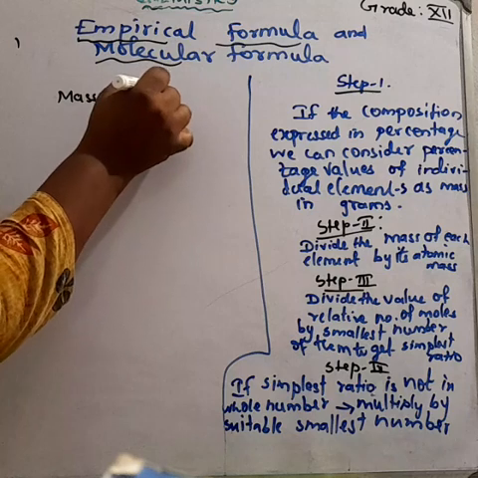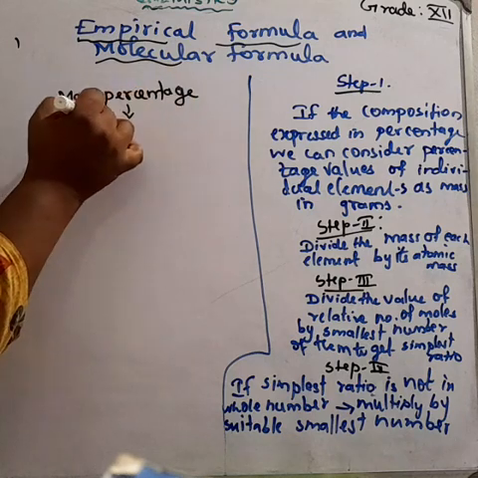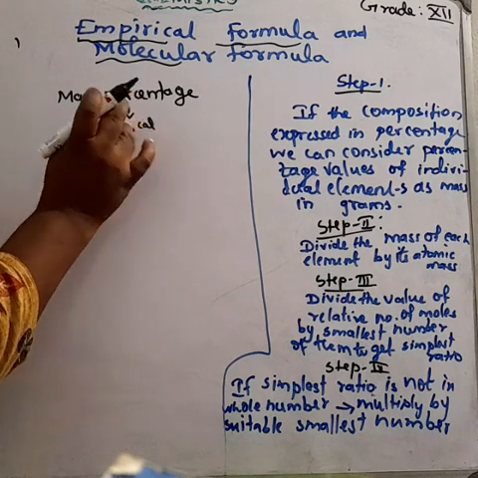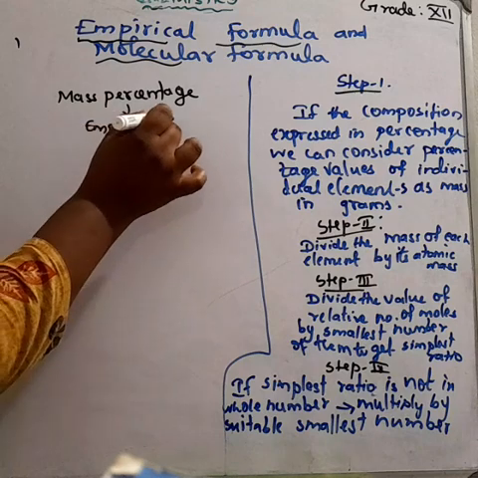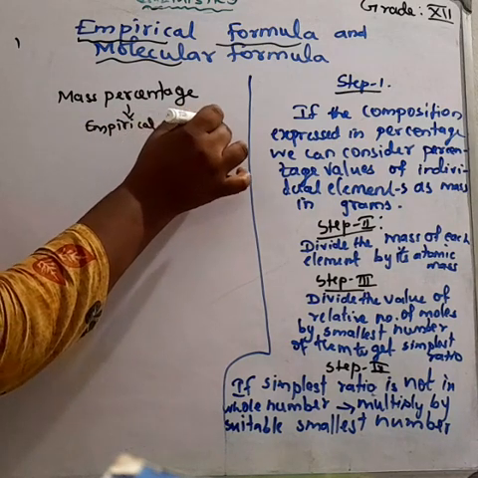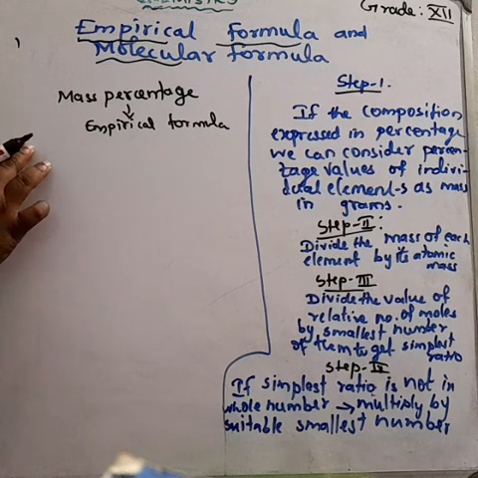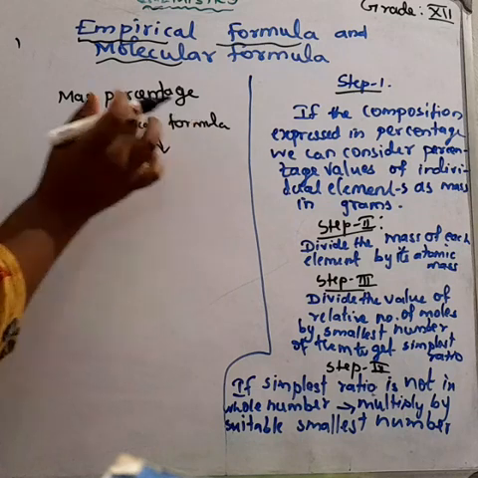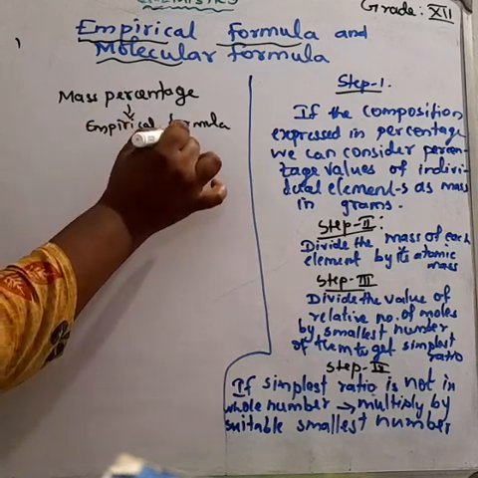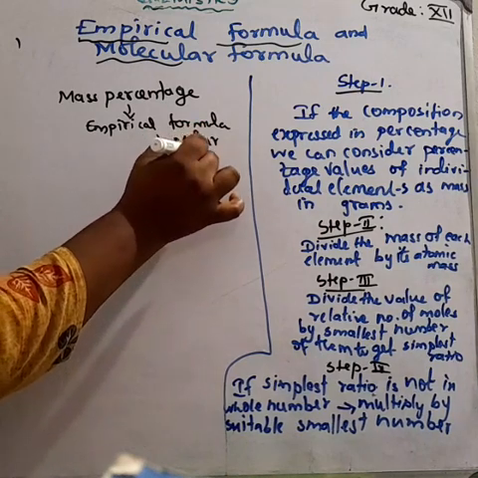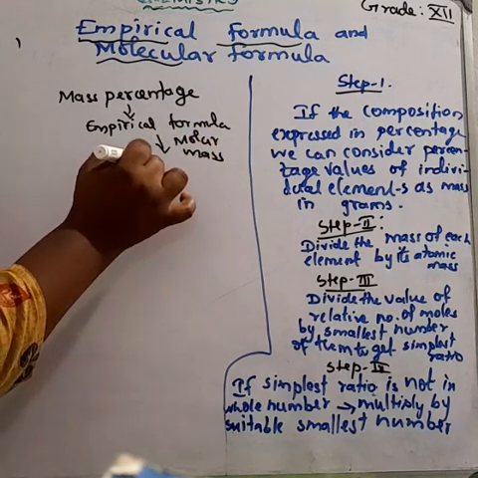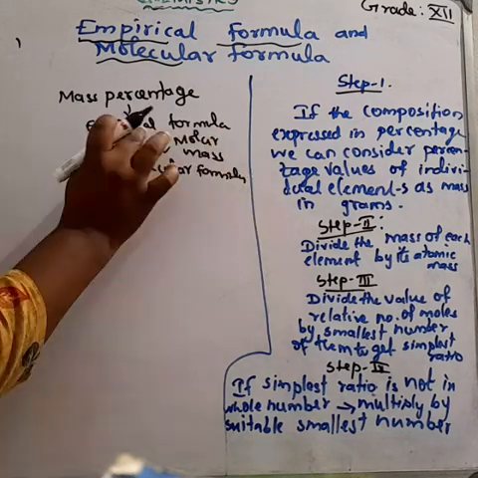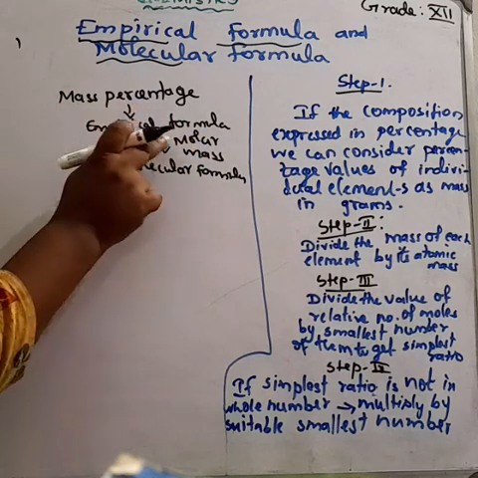The molecular formula of the compound can be arrived at from the empirical formula using the molar mass of the compound. Molar mass means molecular mass. We can determine the molecular formula of the compound from the empirical formula using the molar mass of the compound.